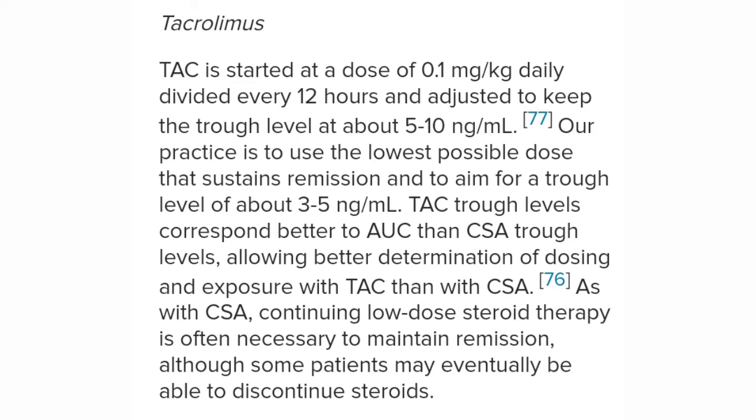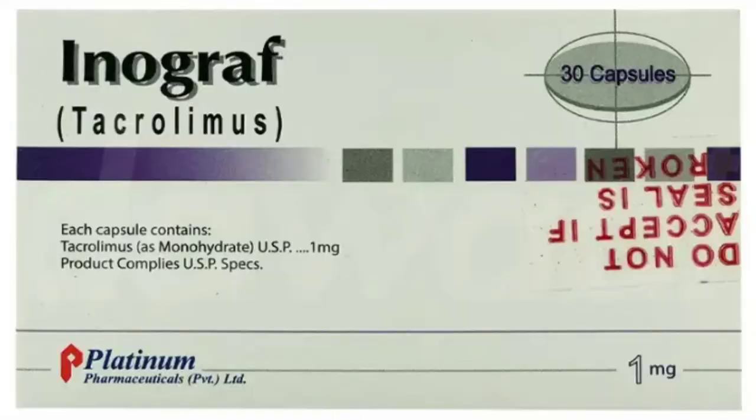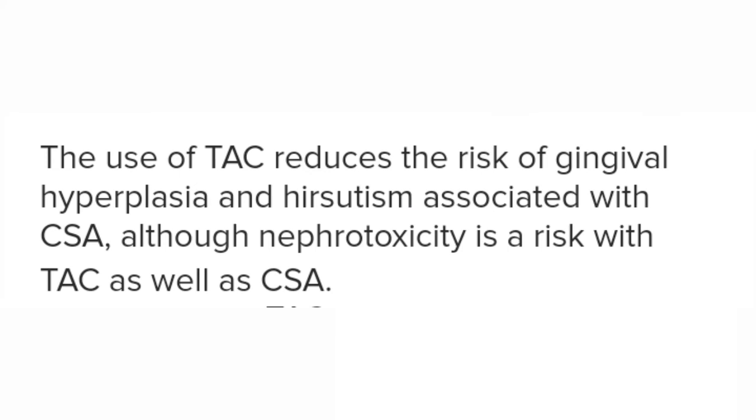Tacrolimus is given at a dose of 0.1 mg per kg per day as a 12-hourly dose. We also monitor the drug level and RFTs here, and we also give low dose steroid along with it to keep the patient in remission. It comes in the form of a capsule, Envarsus tacrolimus capsule, in 1 mg, 0.5 mg, and 0.1 mg strengths. The difference between cyclosporine and tacrolimus is that tacrolimus has fewer cosmetic side effects. So you can give it to females who are concerned about cosmetic effects like gingival hyperplasia and hirsutism, which are less associated with tacrolimus as compared to cyclosporine.